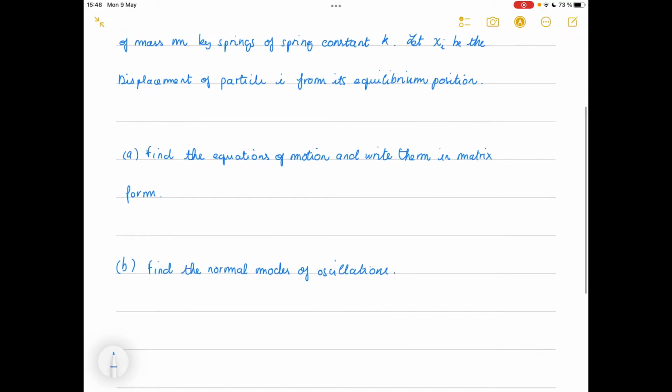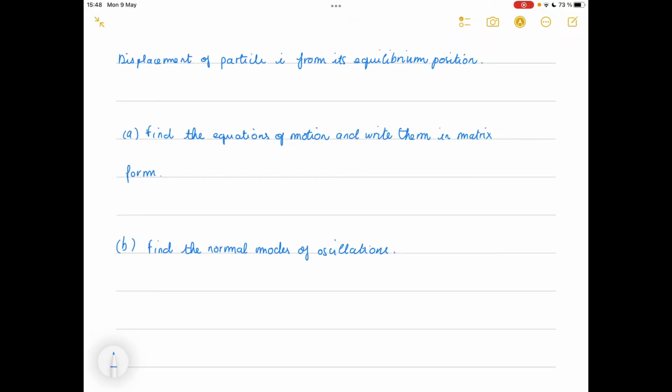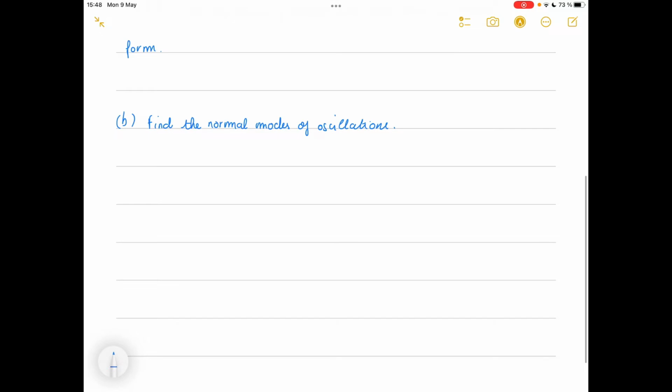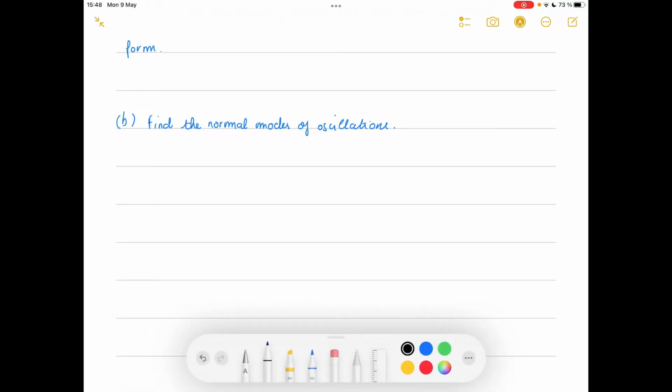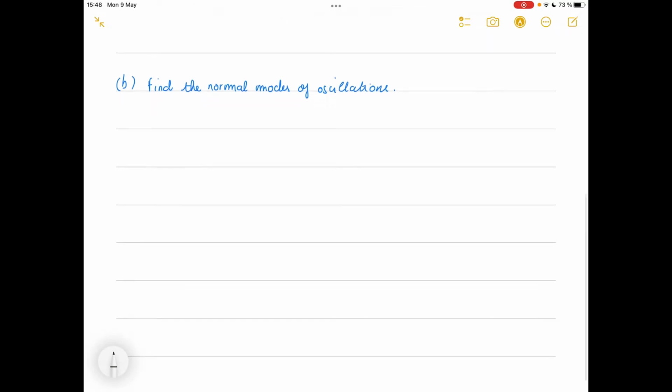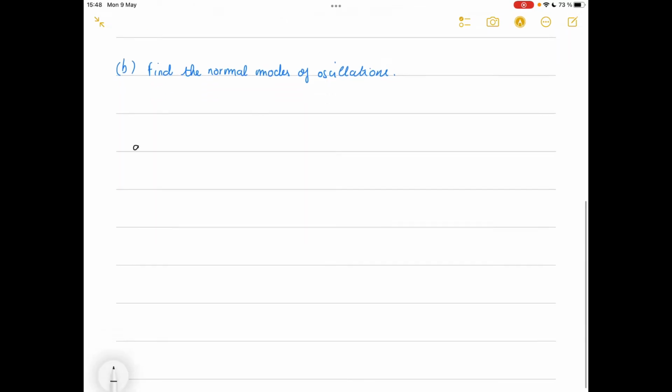So the first question we want to answer is to find the equations of motion and write them in matrix form. So we want the equations of motion for each mass. The first step would probably be to sketch the situation we have. So we have one particle of mass m connected with a spring to a particle of mass M. I've just drawn them in different sizes to show that their mass is different.